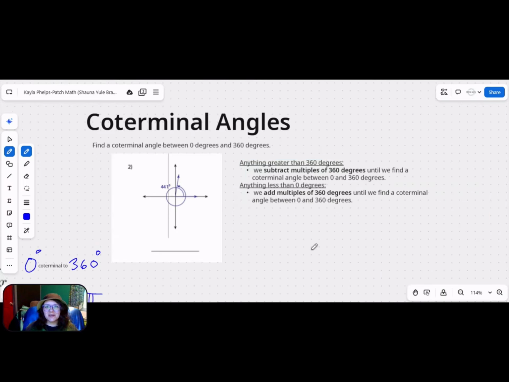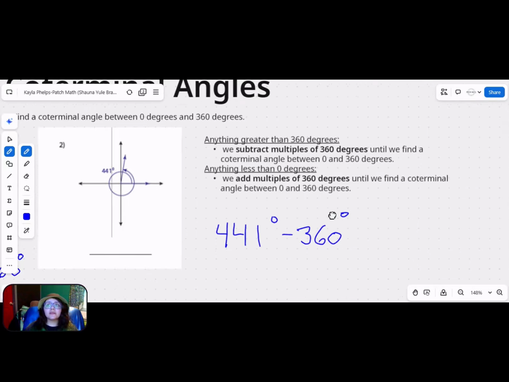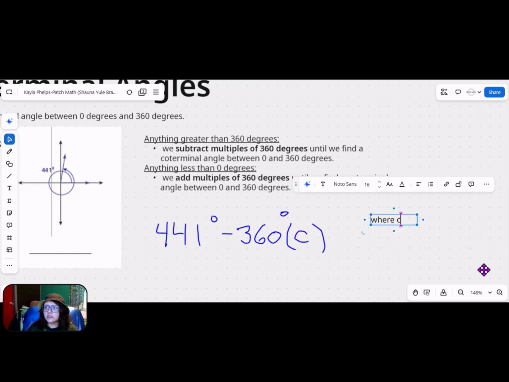So in this case, our angle is 441. It is greater than 360 degrees, so we're going to take 441 degrees and subtract 360 degrees from it. Now, it is important to know we can actually write this as 360 degrees times c. Anytime we introduce a new variable and want to define it, it is super important, where c is an integer. We can only have whole rotations. We don't do half rotations.